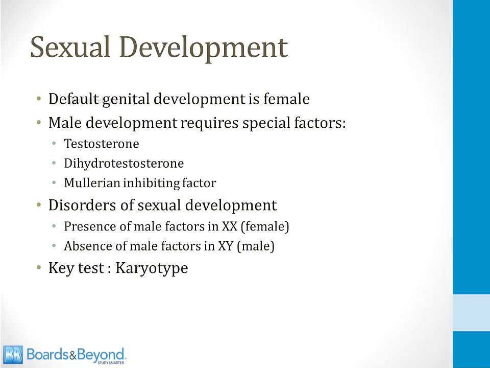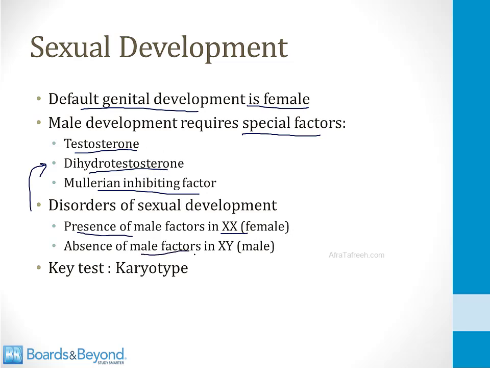First, let's briefly review normal sexual development, which I discuss in more detail in the video on genital embryology. Always remember that the default genital development in humans is female. In order for male development to occur, special factors have to be present. These include testosterone, dihydrotestosterone, and Müllerian inhibitory factor. So disorders of sexual development occur when there is a presence of some of these male factors in a female with two X chromosomes, or there is an absence of one of these factors in a male with an X and a Y chromosome.